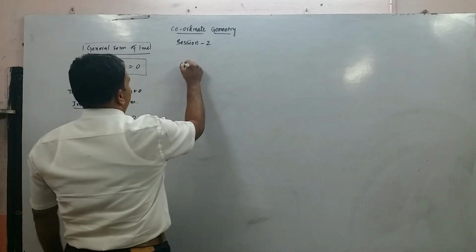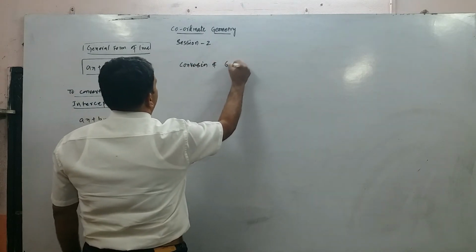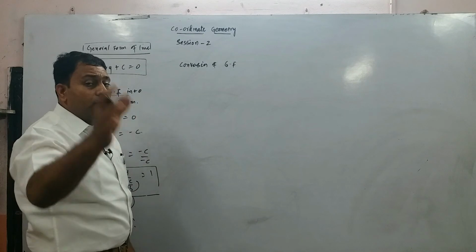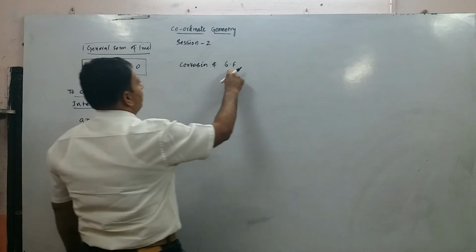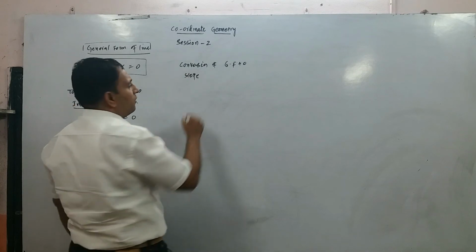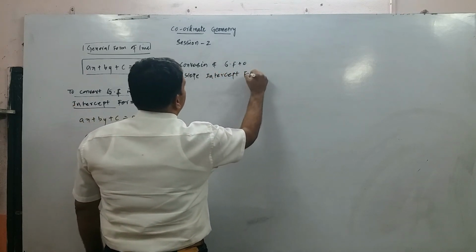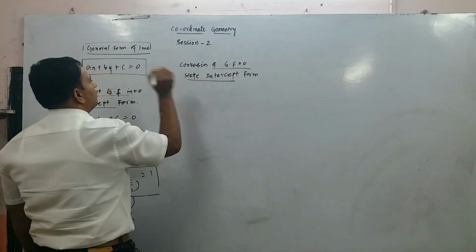Now we will see conversion of general form, GF stands for general form, not girlfriend, to slope intercept form. Now what is that conversion of GF to slope intercept form?